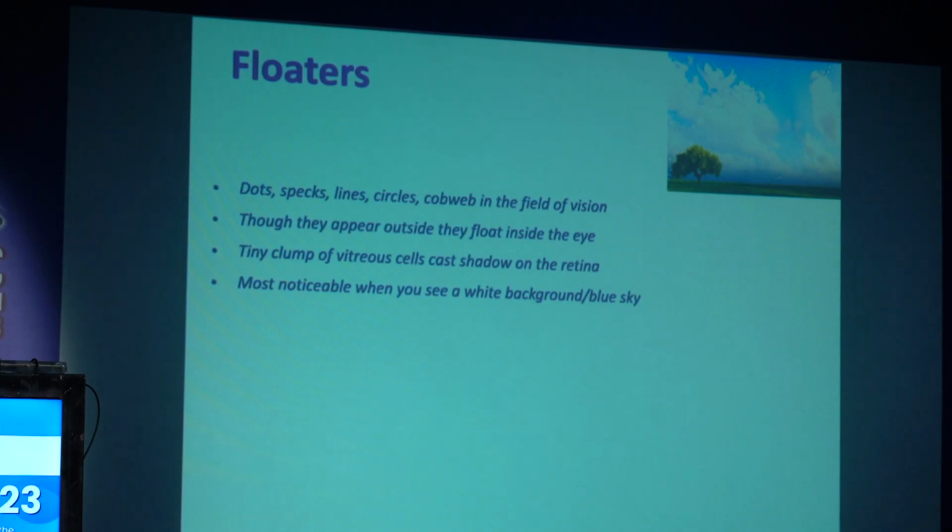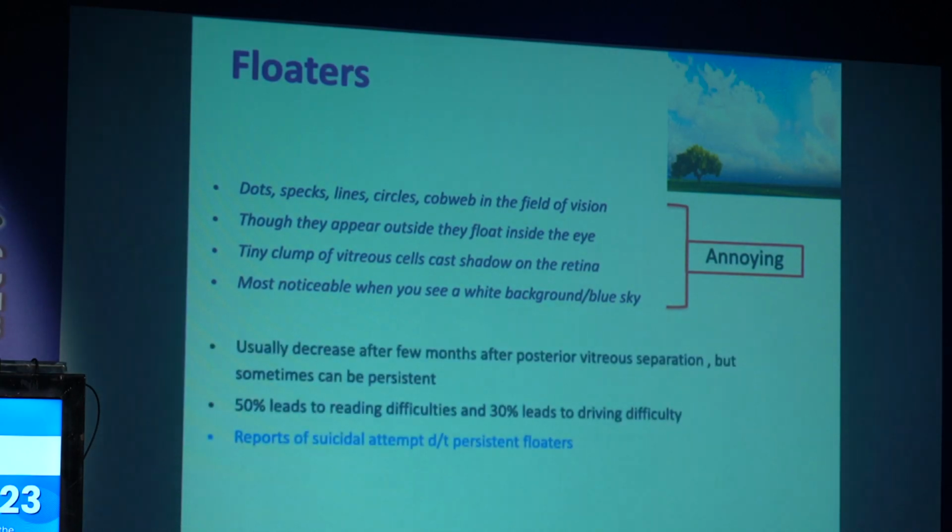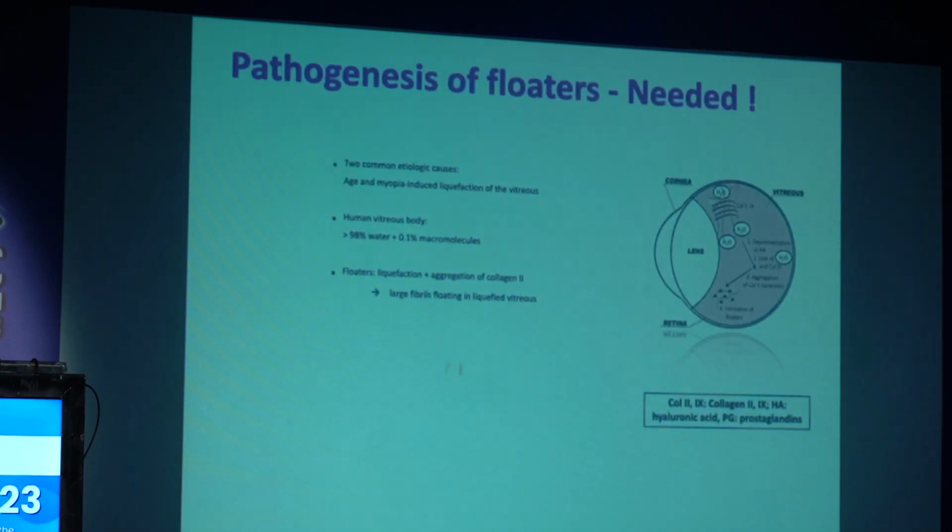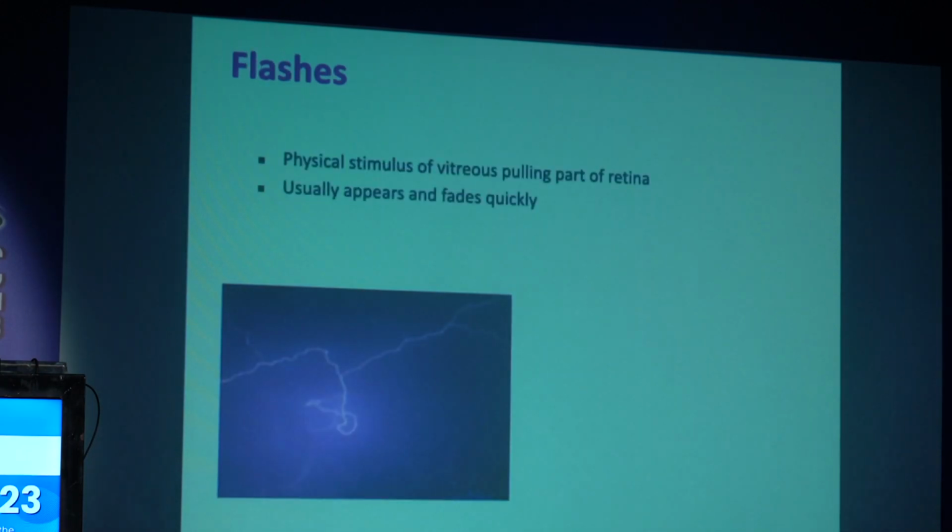Coming to floaters, these symptoms, the specks, the lines, the circles, the cobwebs, which appear to float inside the eye, cast a shadow on the retina and can be definitely annoying for all of us. But usually they decrease within a few months of vitreous separation, and in very rare cases can be persistent. What we have to keep in mind is that this can lead to reading difficulties in 50% of patients, and 30% can have driving difficulty. There are a few reports of suicidal attempts because of persistent floaters. Pathogenesis is not needed, but sometimes you may need to explain why and what is happening inside the eye.